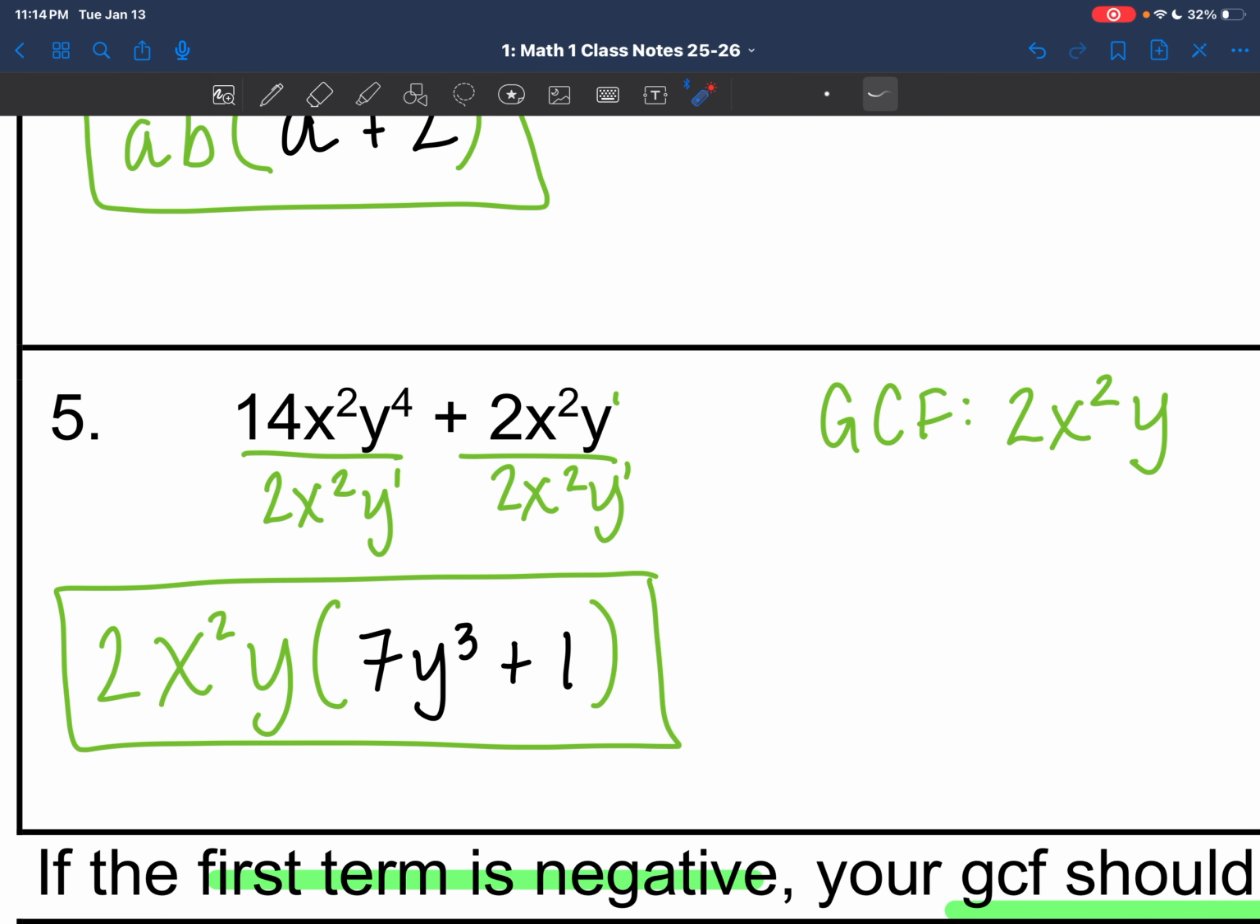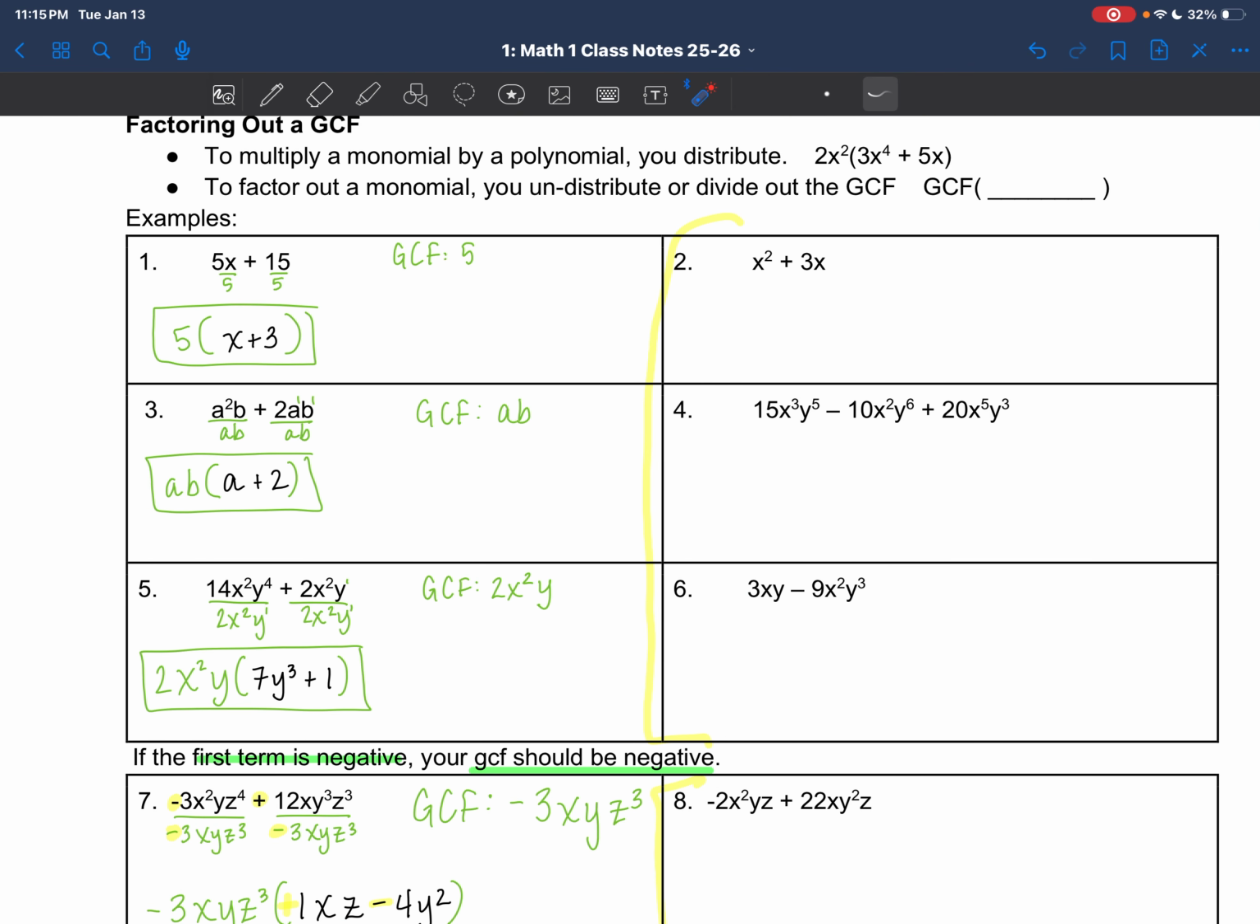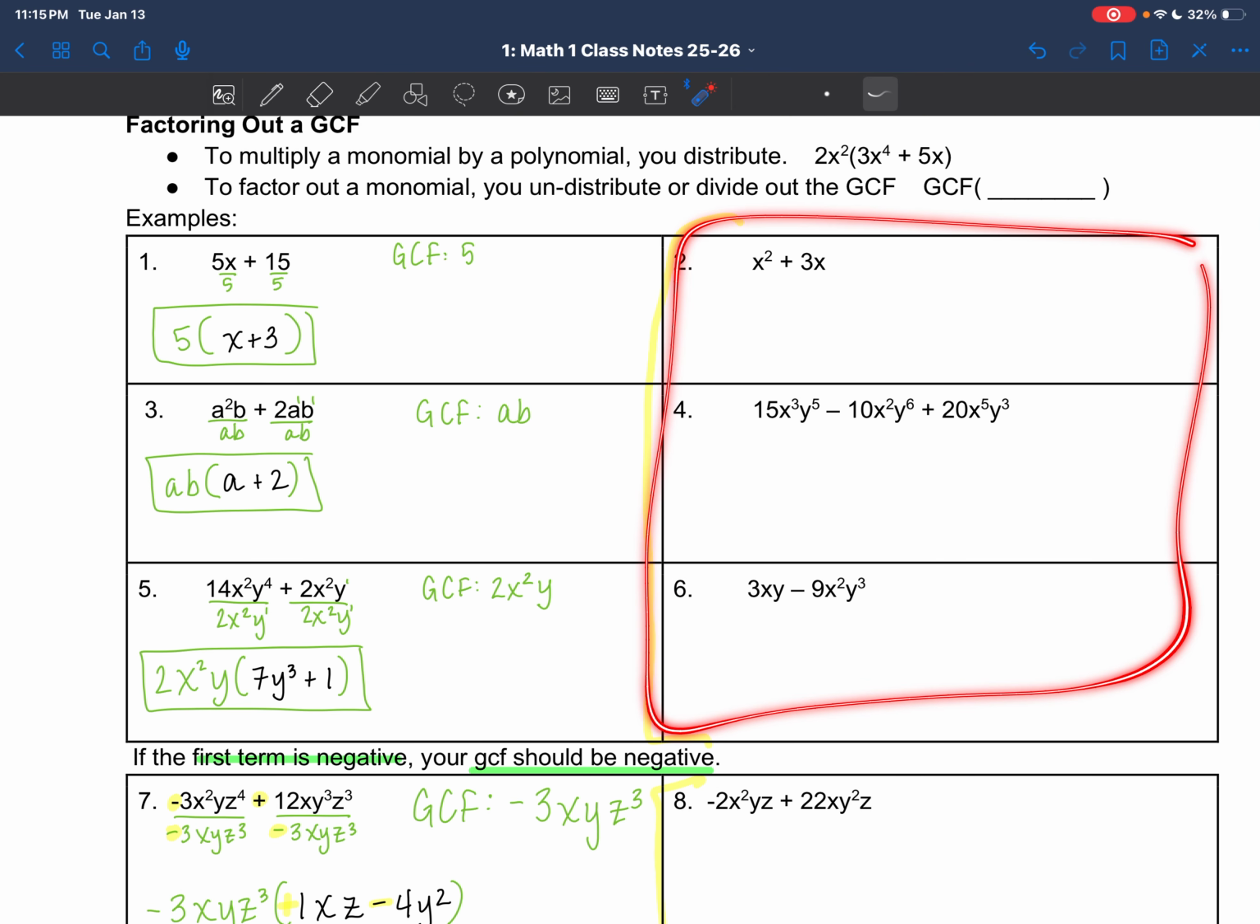And then we're going to use our quotient rule. Remember, 14 over 2 equals 7. And here we have 4 minus 1, which is 3. So 7y to the 3rd. And then 2 over 2 equals 1, and that cancels out, and that cancels out. Since everything canceled out, you still need something to hold its place, so that's why we're putting a 1 there. Remember, whatever you divide by goes outside. Whatever's left over stays inside. All right, I want you to go ahead and try all 3 of these.